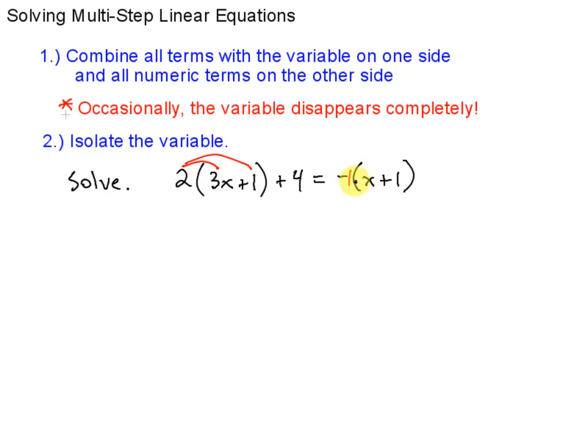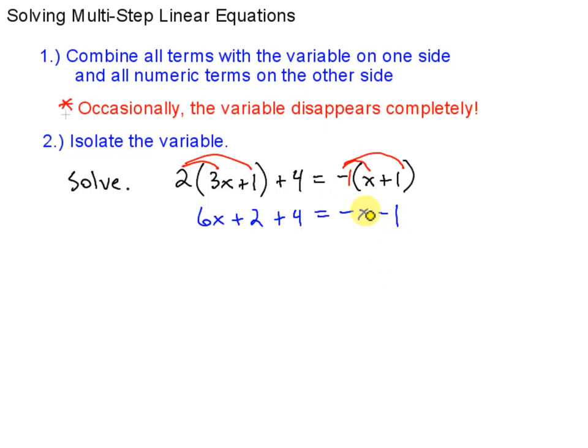And this negative here is like negative 1, so I'll distribute my negative 1 and multiply it by both of those terms. 2 times 3x is 6x, 2 times positive 1 is positive 2, and then I carry down my plus 4 since it's not inside the parentheses. Negative 1 times x is negative x, and negative 1 times positive 1 is negative 1.